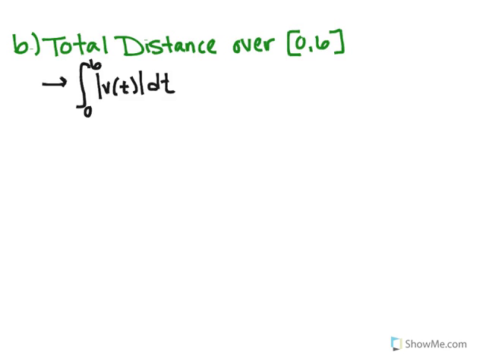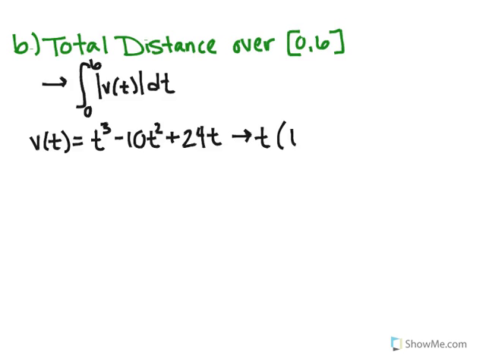So we're going to have to find the zeros of our function and see exactly what's happening. Our original function was v of t equals t cubed minus 10t squared plus 24t. The first thing I can do to find my zeros is factor out a t, since they all have that in common, which leaves me with t times (t squared minus 10t plus 24).